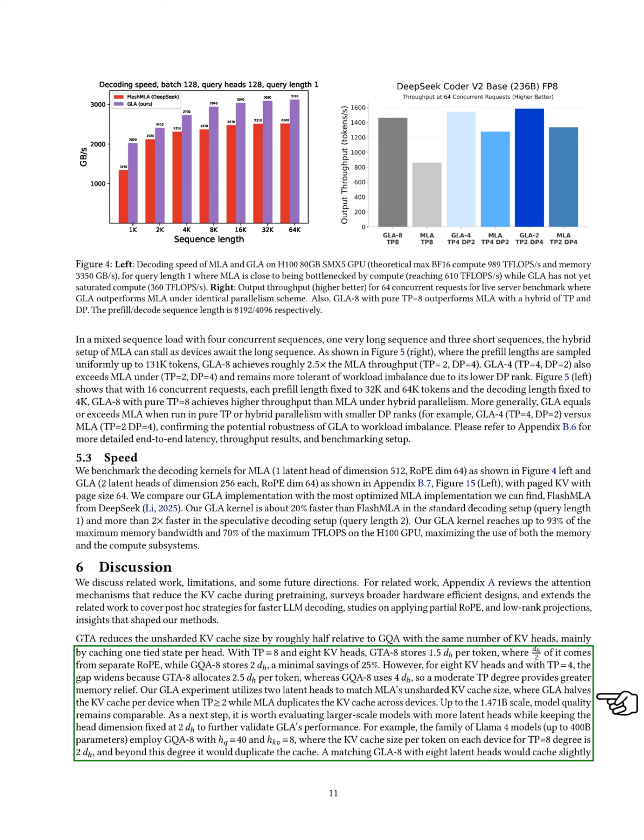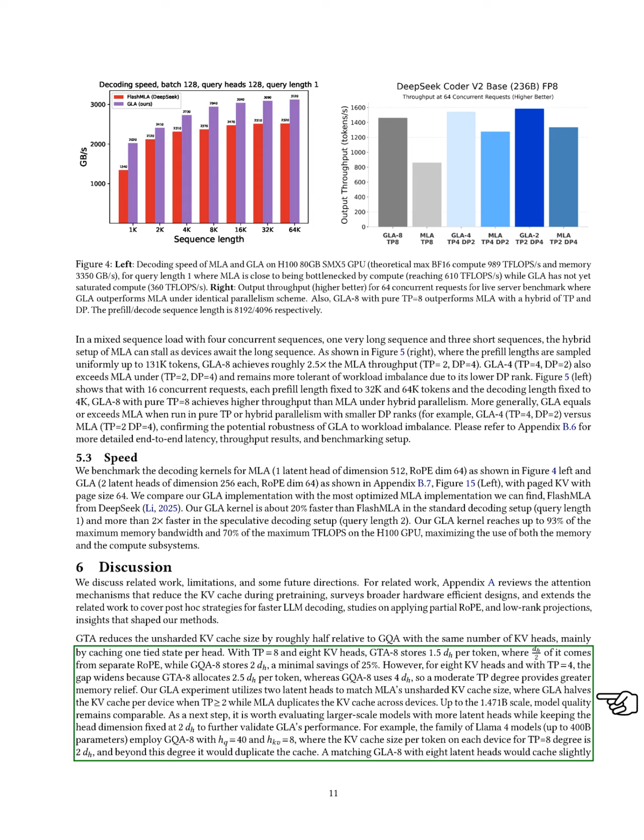When we use 8 KV heads with a tensor parallelism degree of 4, the difference increases, as GTA8 allocates 2.5 times the head dimension per token, while GQA8 uses 4 times the head dimension, showing that a moderate tensor parallelism degree offers more memory relief. In our GLA experiment, we used 2 latent heads to match the unsharded KV cache size of MLA, where GLA halves the KV cache per device when the tensor parallelism degree is 2, while MLA duplicates the cache across devices.